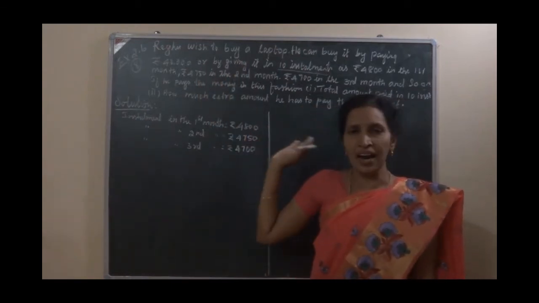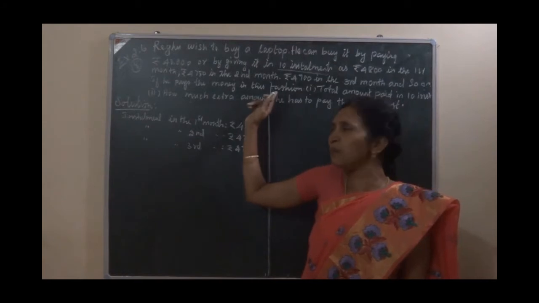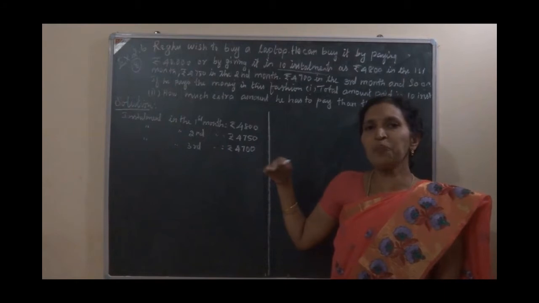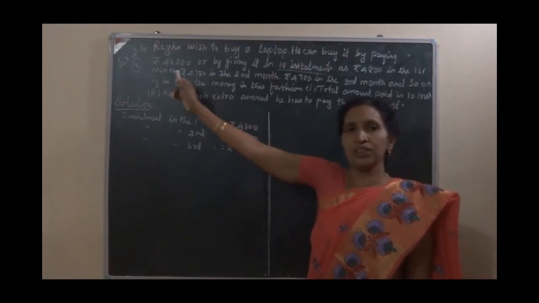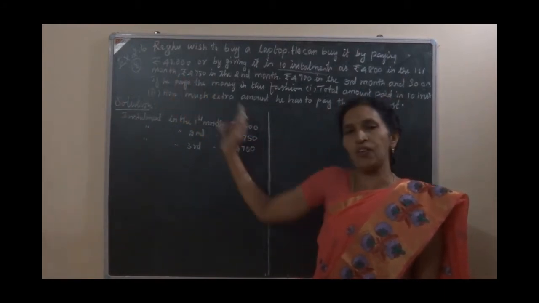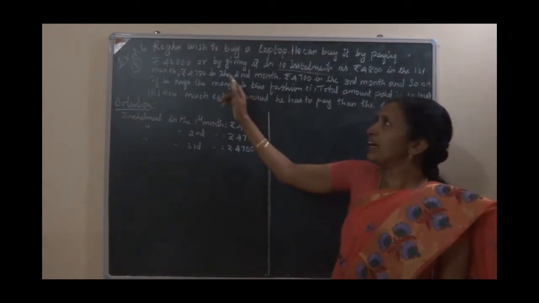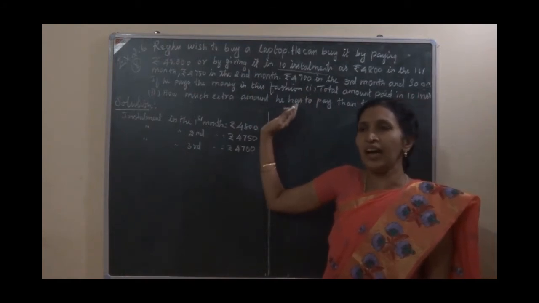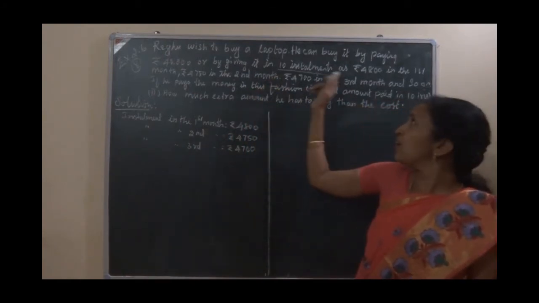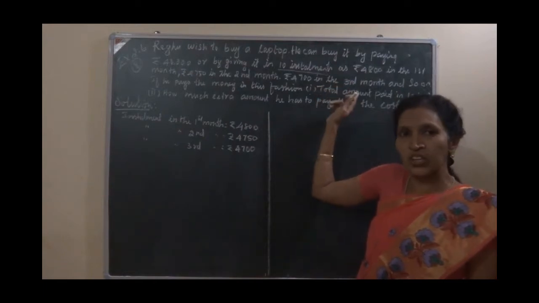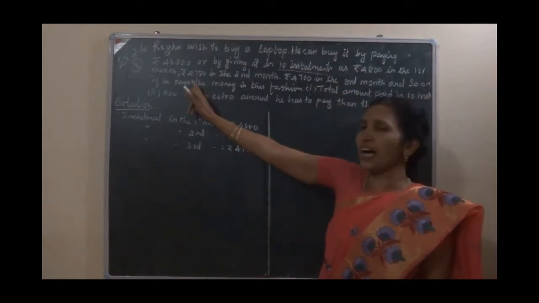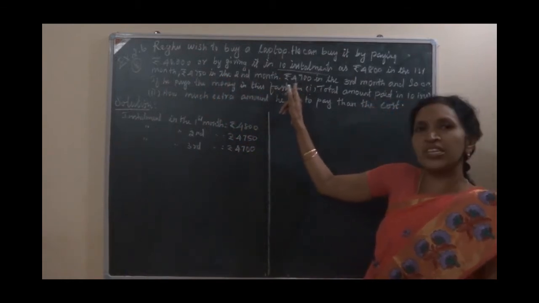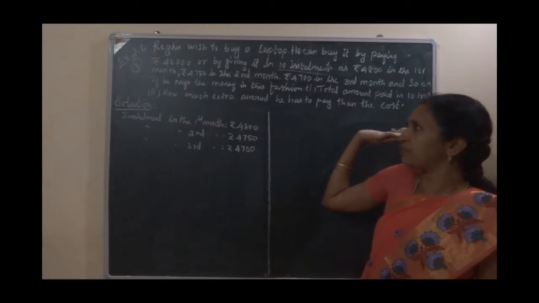Raghu wishes to buy a laptop. What is the cost of the laptop? Rupees 40,000. If he pays by ready cash, the cost of the laptop is rupees 40,000. Otherwise, he is giving it in 10 installments. If he buys it in 10 installments, the first month he has to pay rupees 4,800, the second month rupees 4,750, the third month 4,700, and so on.